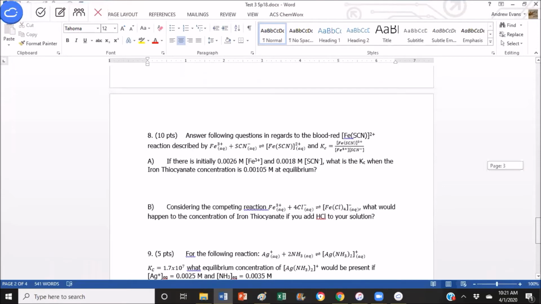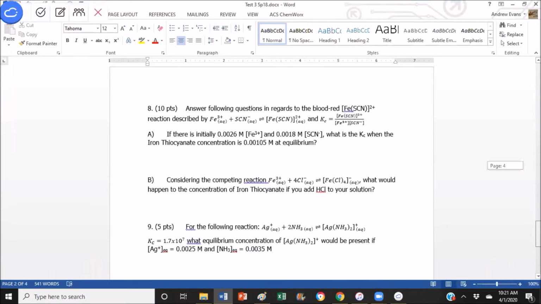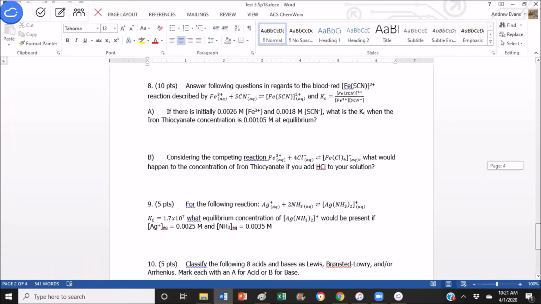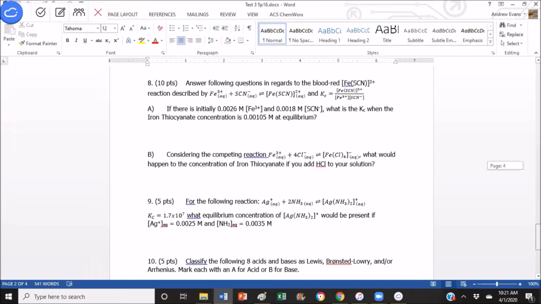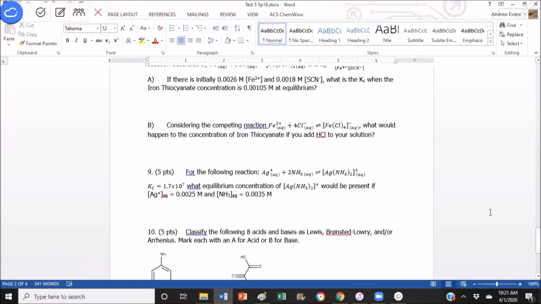Answer the following questions with regard to this iron thiocyanate complex. So this is kind of based on the lab. Considering if I have this, what is the Kc? So this is just like the lab: initial, equilibrium. So we find out what those are at equilibrium and then find our K. Considering this reaction, what happens to the concentration if you add HCl? So you have to think about Le Chatelier's and the common ion.